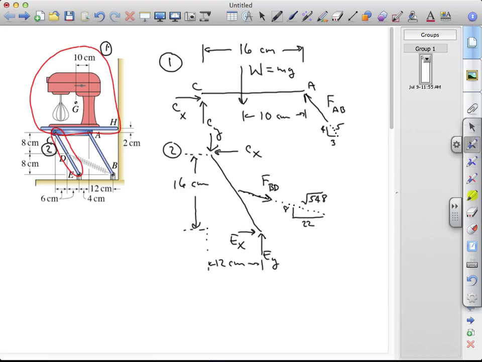Okay, so before we proceed past this point, let's just take stock of what we have and look at the solution we need. We're ultimately interested here in finding FBD, this minimum restoring force of the spring.